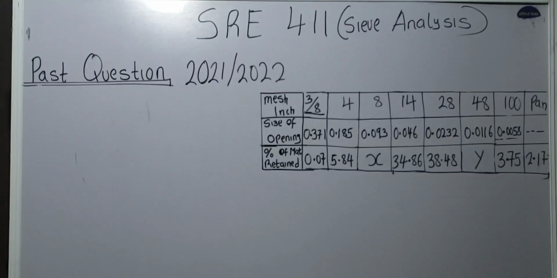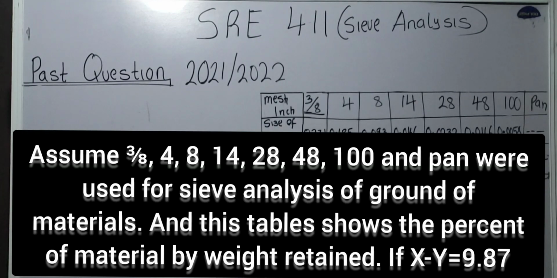Okay, let's have another worked example on SRW 411 sieve analysis. This question is a past question from the year 2021-2022. So you can put the question down. Assume 3/8, 4, 8, 14, 28, 48, and 100 mesh sieves were used for sieve analysis of ground materials, and this table shows the percent of the materials by weight retained.